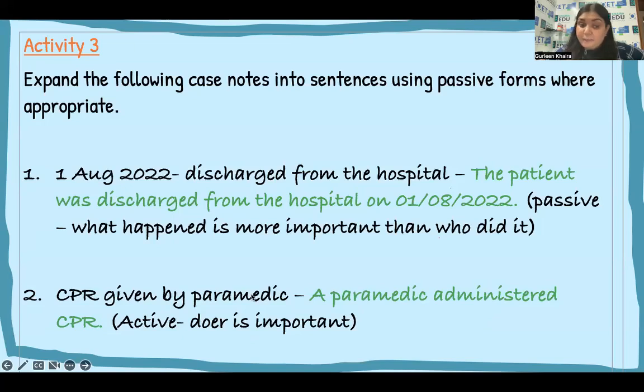Even if we write it in passive voice, the doer would be important because I believe that CPR is a medical procedure, right? So if we are conveying this information to the reader, you would probably want to tell the reader that this was done by a health professional or somebody who's trained in that procedure. So a paramedic administered or gave CPR, full stop.